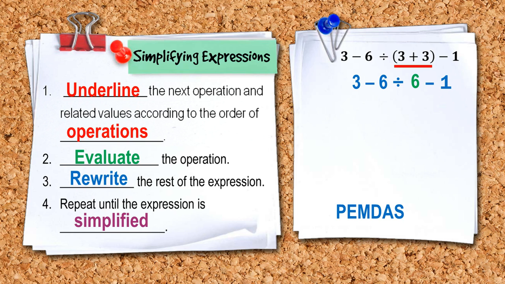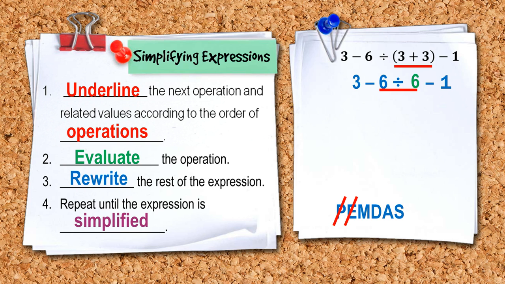On the new line that I evaluated and rewrote, I don't see any parentheses, so I'm done with them. Are there any exponents? I don't see any. Let's look for multiplication or division. Remember, we go left to right. So if I scan left to right, I see 6 divided by 6 is my first multiplication or division operation.